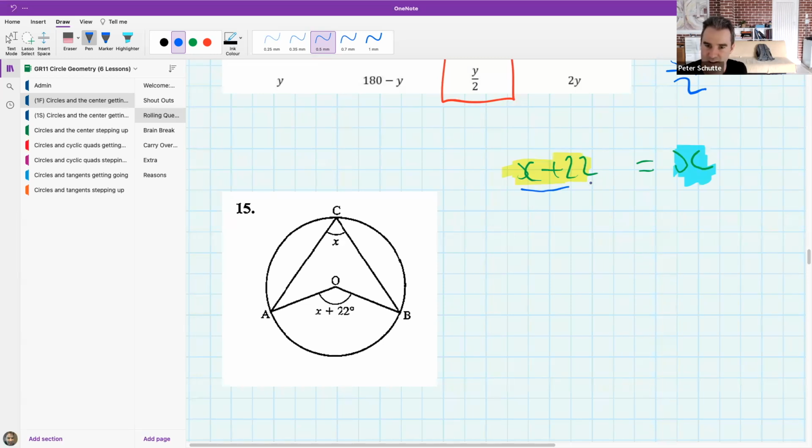Okay. So we need to divide that by 2 to make them equal, because that was the bigger one. Okay, so let's see if I agree with you. Let's go to you.